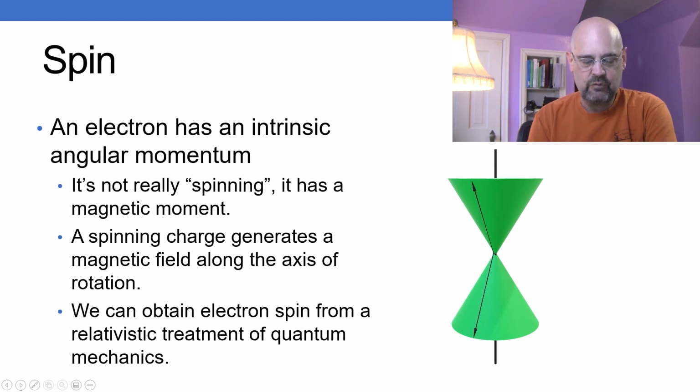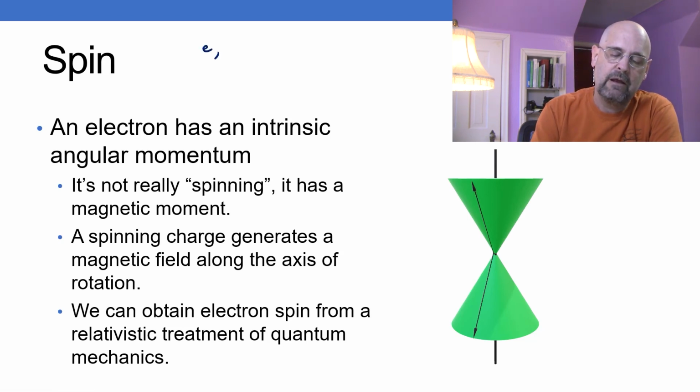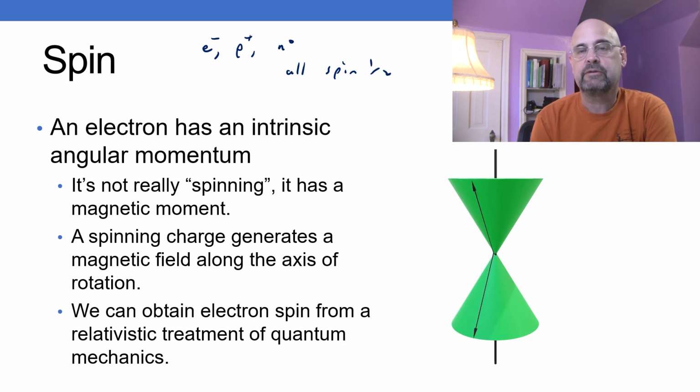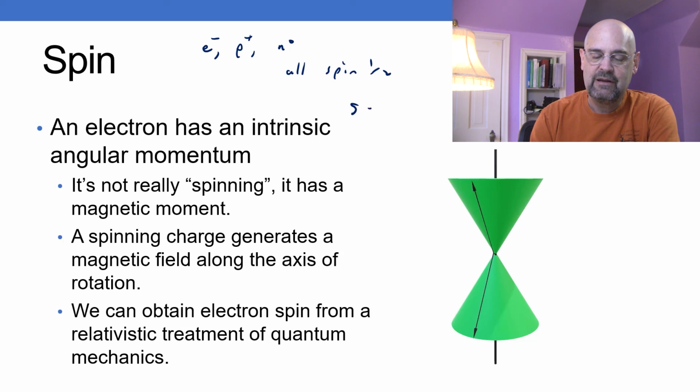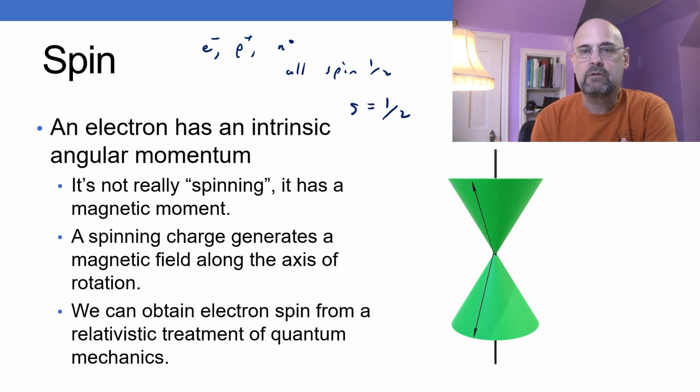Now, we can get half integer for nuclei. Actually, the electron, proton, and neutron are all spin 1/2 particles. When I put them together, I can get spin 0, spin 1, whatever we want. So the same rule applies. S is an angular momentum, except that now s is equal to 1/2. That is intrinsic for every electron. If it's not spin 1/2, it's not an electron.